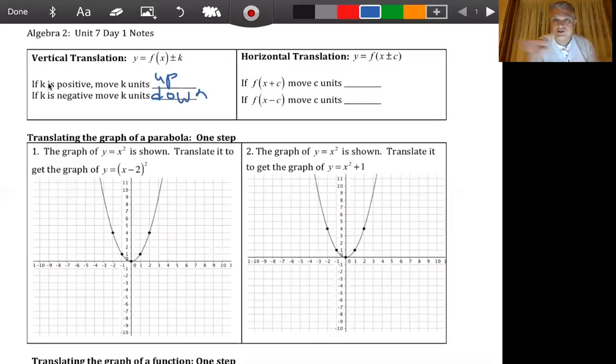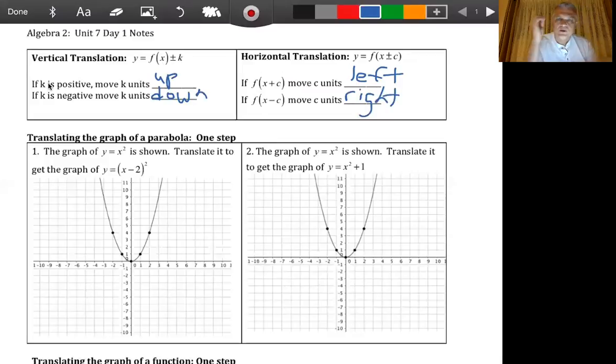Okay? Horizontal, left to right. Now remember, the x-axis is horizontal. So if inside of the parentheses or any grouping symbol, it could be a square root, parentheses, or brackets, whatever it is, if in with the x we add or subtract a constant, then we are sliding the graph left or right. The rule is that if there is a plus c, then we are moving c units to the left.